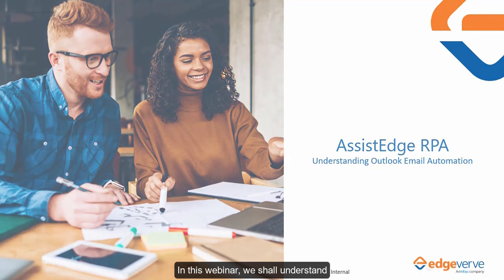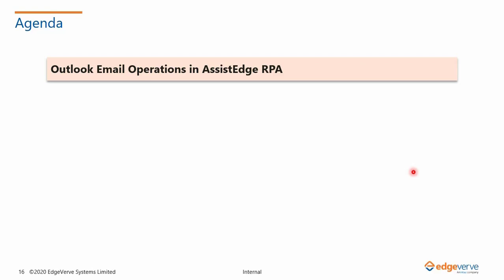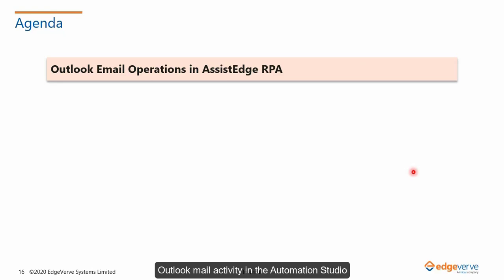In this webinar, we shall understand the different operations supported by Outlook Mail activity for Outlook Email Automation in AssistEdge RPA: create a new email, attach a file, specify the priority of the email, and then send the email to intended recipients. To automate Outlook operations, we have Outlook Mail activity in the Automation Studio.